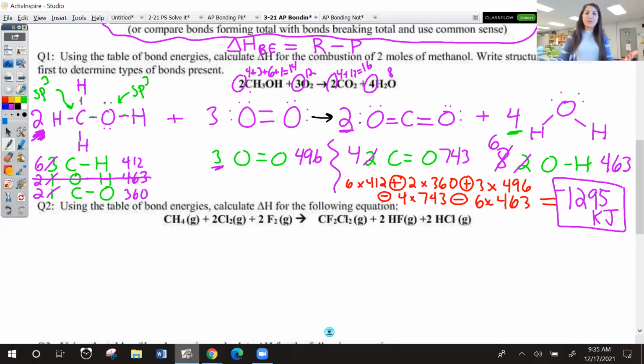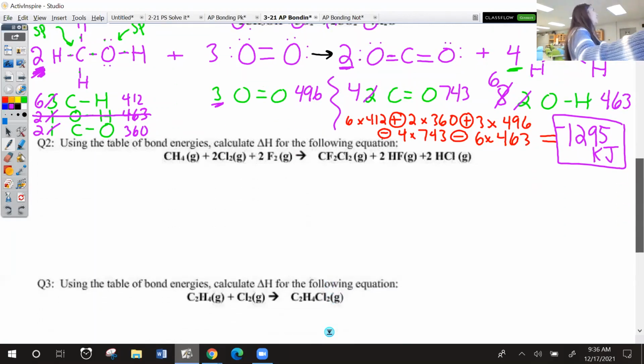If I did calorimetry and ran this, in this case it would be a bomb calorimeter, where I burned the methanol, I should get the same amount of energy released if I did that as well. So keep that in mind.